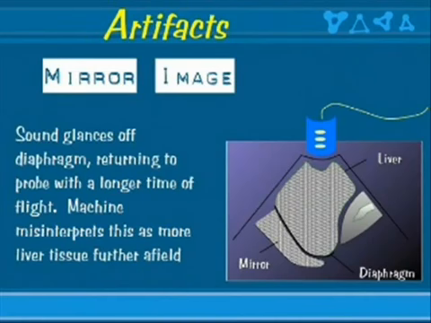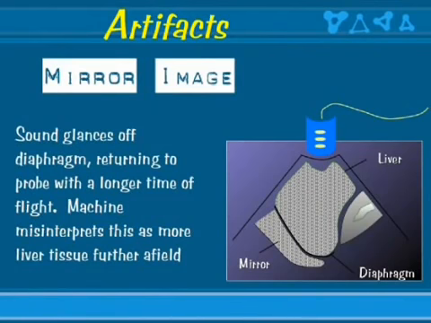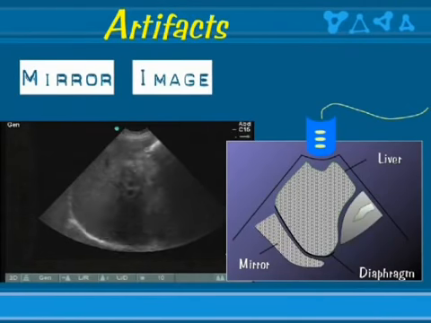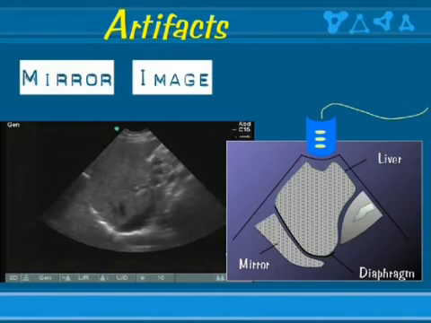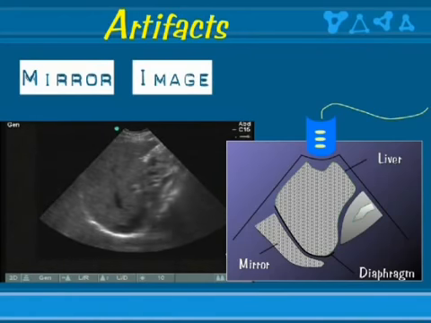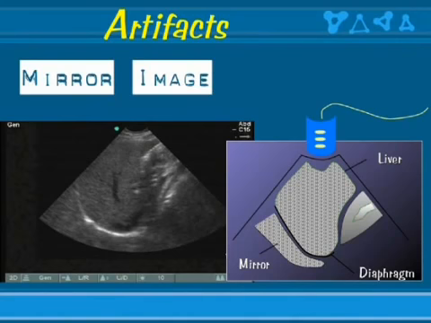Mirror image artifact is sometimes encountered when the ultrasound is striking the diaphragm. The multiple passes fool the ultrasound machine into thinking that there is liver tissue in multiple locations on both sides of the diaphragm. This is an example of the mirror image artifact.